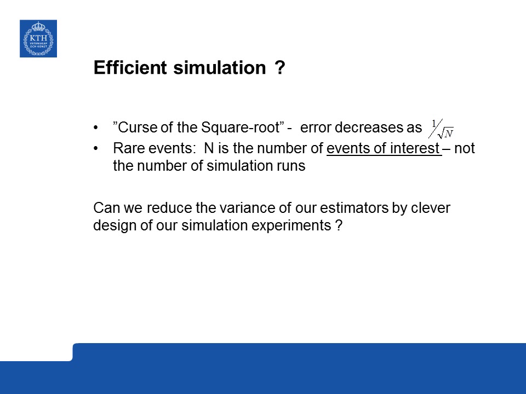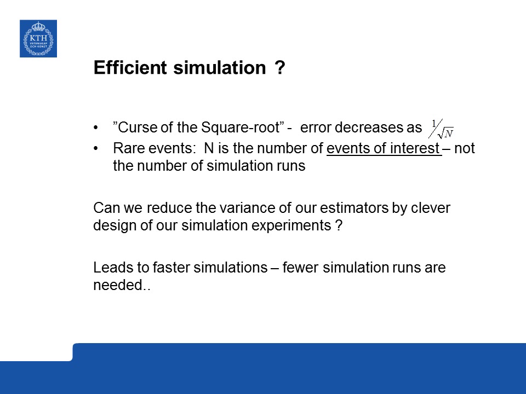So the question we're going to ask ourselves in this lecture is, can we reduce the variance of our estimators by clever designs of simulation experiments? And reduced variance, due to the square root law, leads to faster simulations. If we can reduce the variance, we will need fewer runs. N can be lower.